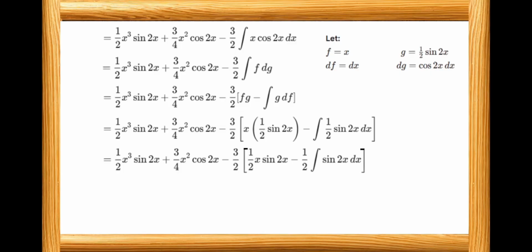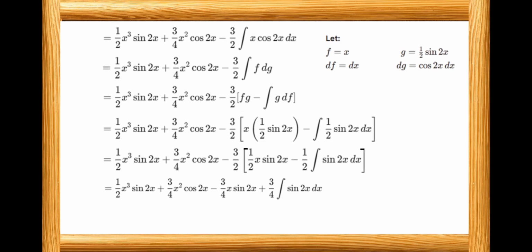In step 16, we will apply the distributive property. We are going to multiply negative 3/2 inside the brackets. So we have 1/2 x cubed sine 2x plus 3/4 x squared cosine 2x minus 3/4 x sine 2x plus 3/4 integral of sine 2x dx.